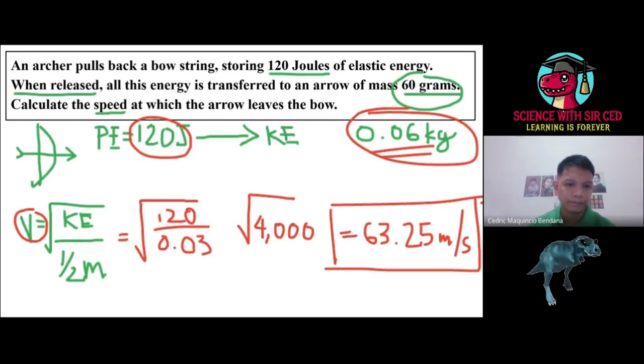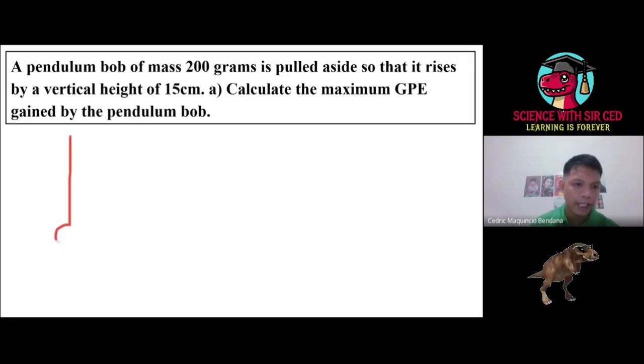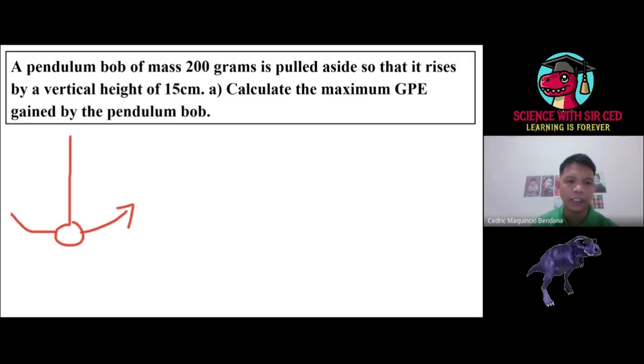Let's proceed. Next. Okay, a pendulum bob has a mass of 200 grams, is pulled aside so that it rises by a vertical height of 15 centimeters. Okay, calculate the maximum gravitational potential energy. Look at this. As you know, what a pendulum is? A pendulum is something like this. It sways back and forth. It is something that you can find on an old clock. Okay, that is a pendulum.